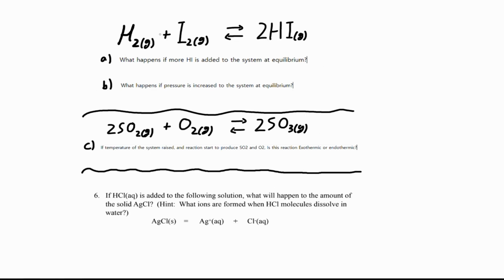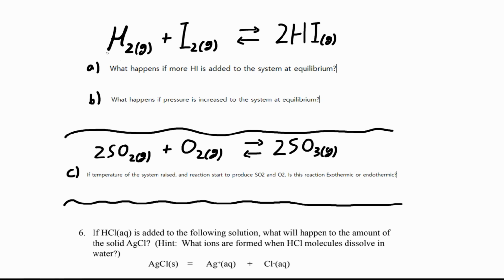Okay, so let's get the first question. It is a reaction between hydrogen gas and iodine gas, and it forms 2 moles of HI gas. Question A asks what happens if more HI is added to the system at equilibrium? Meaning that HI is added, now the system will want to decrease that change. So now the system will use HI to produce H2 gas and I2 gas. So the reaction will shift towards the reactant.